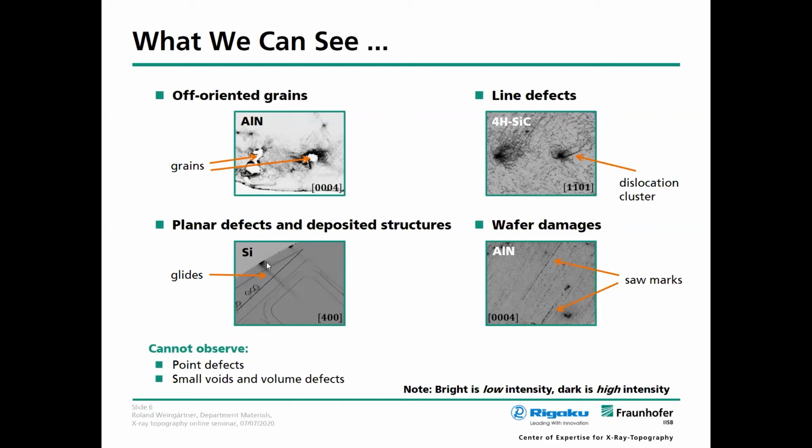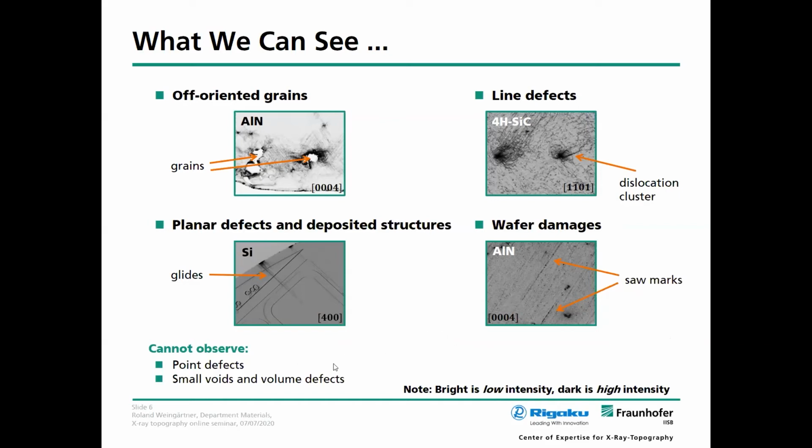Here you see, for instance, glide planes, which are penetrating here inside this deposited structure. So here you can imagine that this would be very useful to predict where you may have a failure in your device. Also, let me mention finally that we can also detect wafer damages. Because for some materials, for instance, aluminum nitride, it's still a hot topic how to make the mechanical finishing, the polishing, and so on. And also the XRTmicron can be used to see induced defects by mechanical finishing, which you see here, for instance, as saw marks.